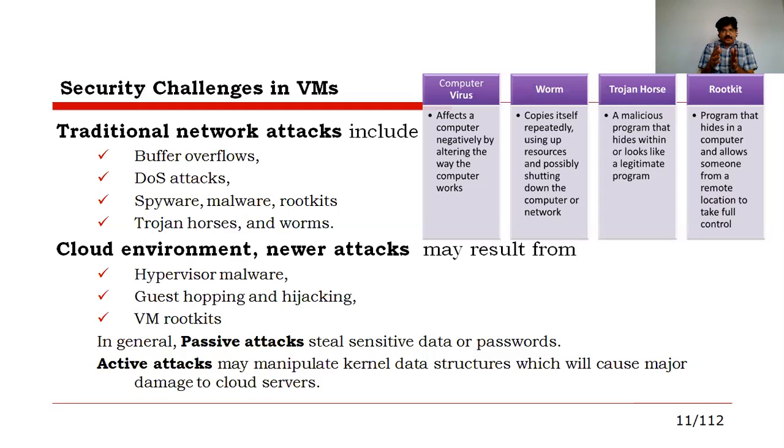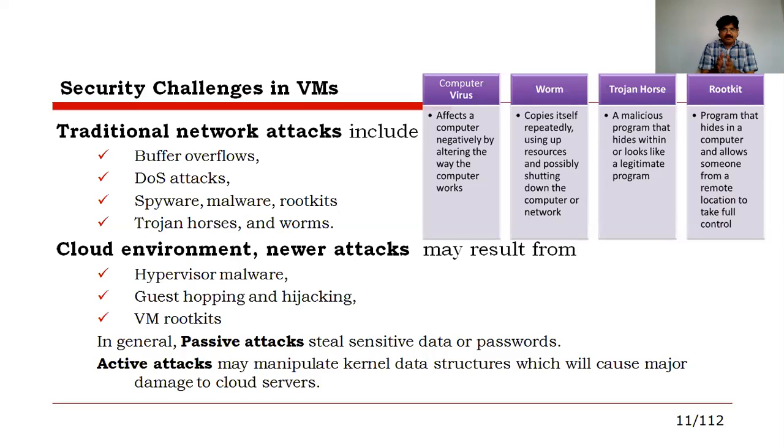So another one is guest hopping and hijacking. Hijacking or guest hopping is nothing but the data in the virtual machines being stolen remotely. That can happen in guest hopping and hijacking. And another one is virtual machine rootkits. Virtual machine rootkits is nothing but the data in the virtual machine being stolen automatically by someone accessing the virtual machine from some other place. Remotely they can access and store the data from the VM rootkits. So these types of viruses will attack the virtual cloud environments.